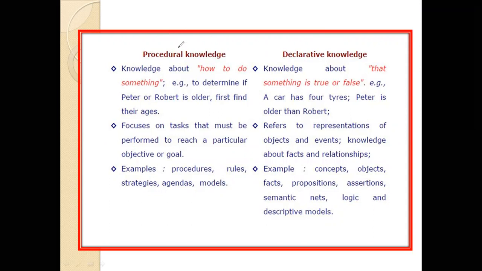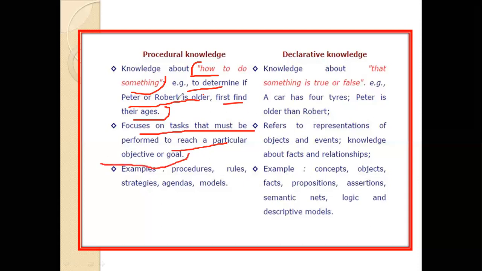So procedural knowledge is about how to do something. How to do something means how the task is done. That is procedural knowledge. For example, to determine who is older, Peter or Robert, first you need to find their ages. It focuses on tasks that must be performed to reach a particular objective or goal.